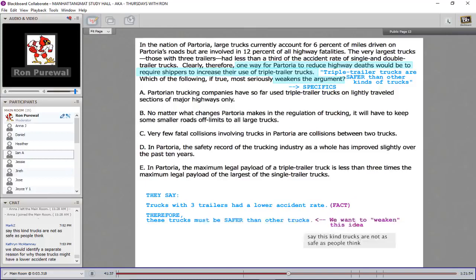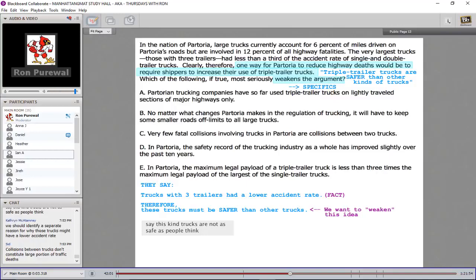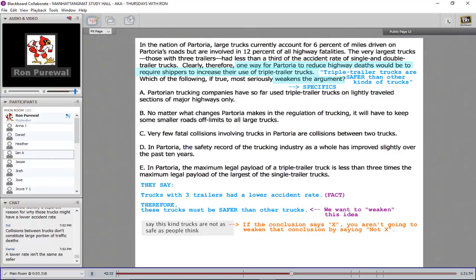But first, let me address this, because this is kind of the problem that people have with these problems sometimes. This is not what these arguments are going to do. They don't contradict themselves. If the conclusion says X, you're not going to weaken that conclusion by just saying not X. That's not how it's going to work. The conclusion of the argument is these trucks are safer, so the weakener is not going to be, actually, they're not safer. Make sure you give me a smiley face if you understand that.